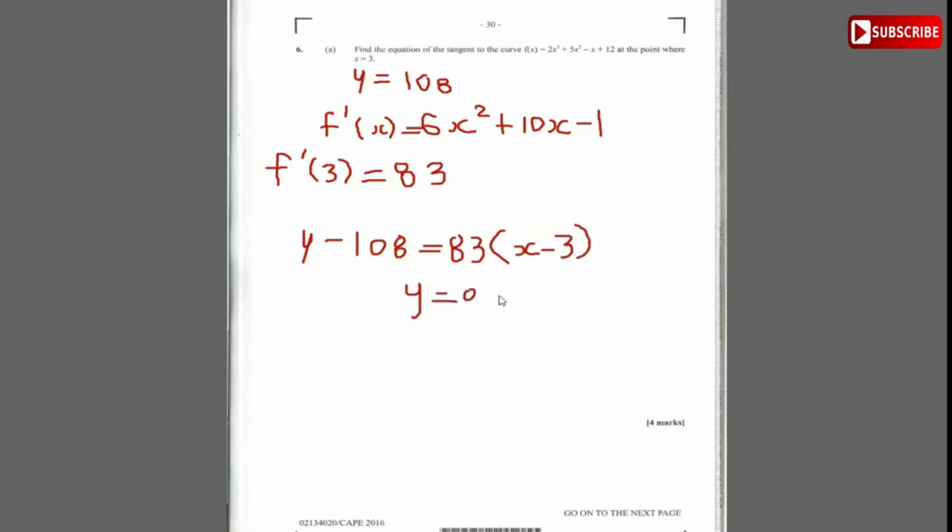So if you want to finish it, you get y is equal to 83x, then minus 3 times 83 plus 108 is minus 141. That's y equals 83x minus 141. Nice and easy.